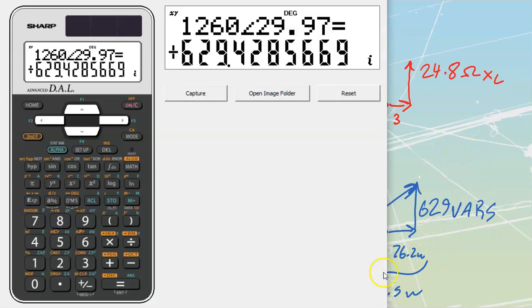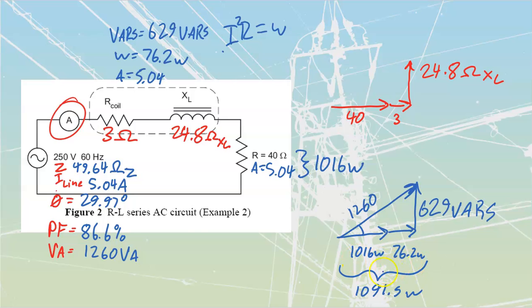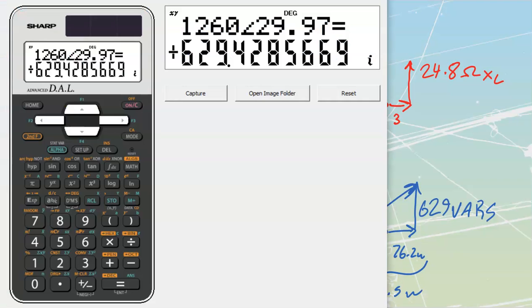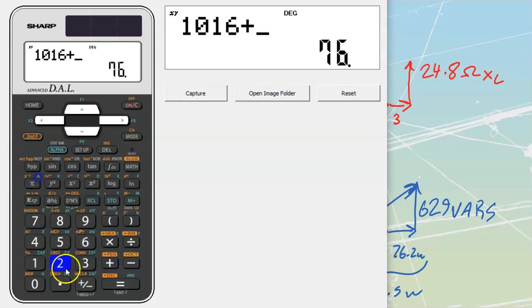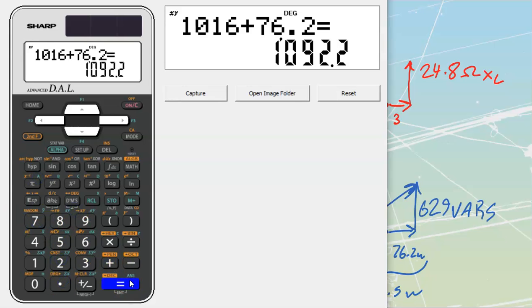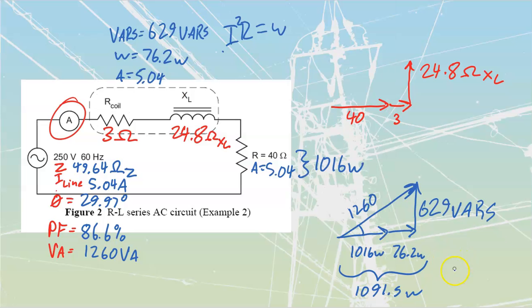Let's take a look at these two, 1,016 plus 76.2. We can just verify that they add up to become that. Gets me to 1,092.2. So there's a little bit of rounding inside some of these, just due to the way that we built our way through. But if I go back to my VA, put it in the power at the angle, I'm able to get that total circuit as well.